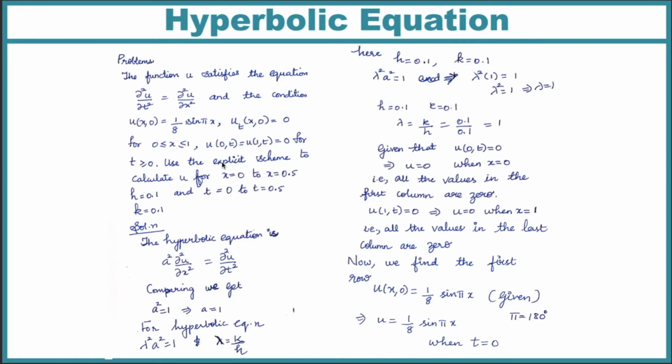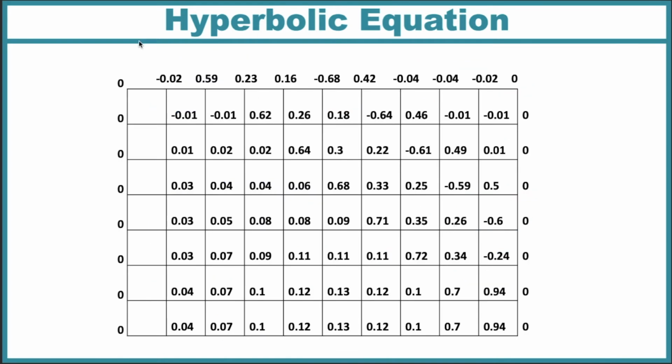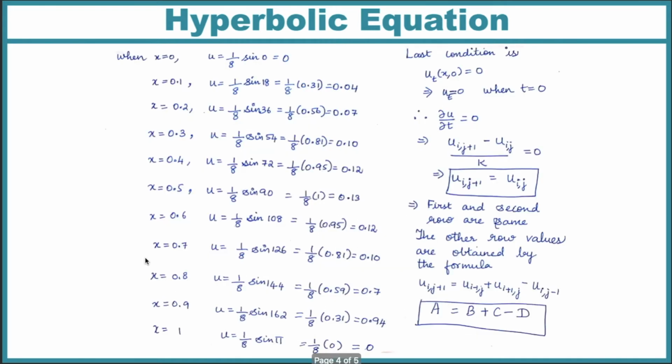And what is given in your question? Boundary condition u of 0 comma t equal to 0. So the first condition, u of 0 comma t equal to 0, implies u is equal to 0 when x is equal to 0. What does it mean? As I said in earlier topics, all the values in the first column are 0.